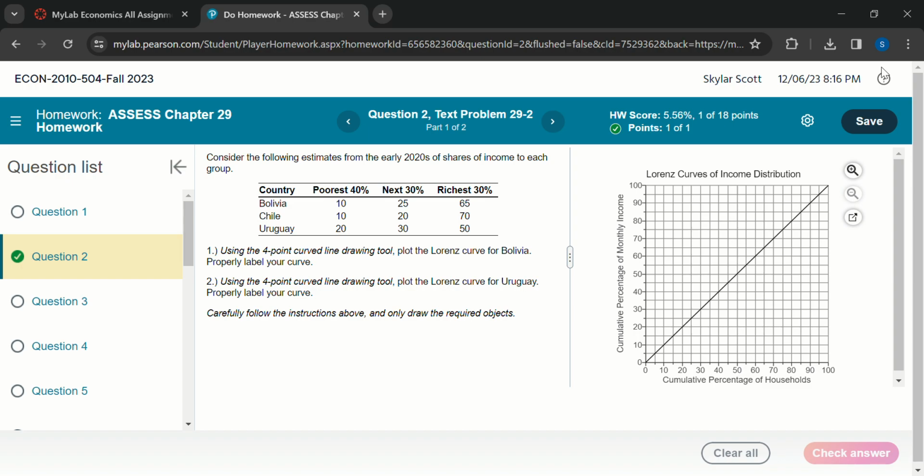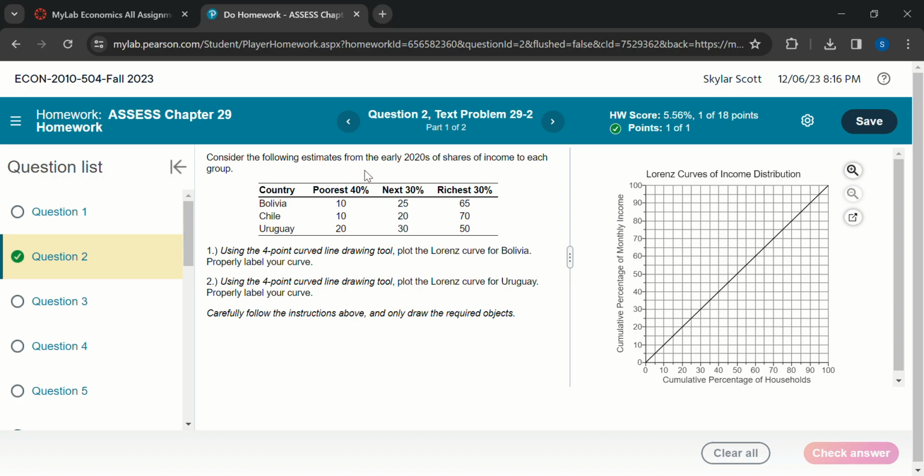The closer this curve gets to this line right here, the more income equality exists within a given economy. Similarly, as a curve goes further and further away from this line, more income inequality exists in a given economy. With that in mind, let's take a look at question 2.